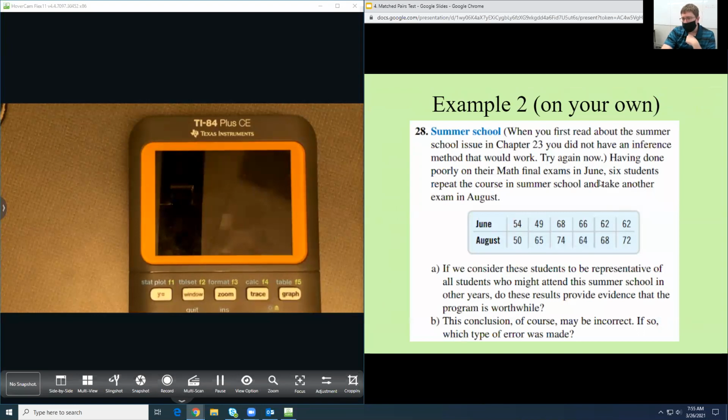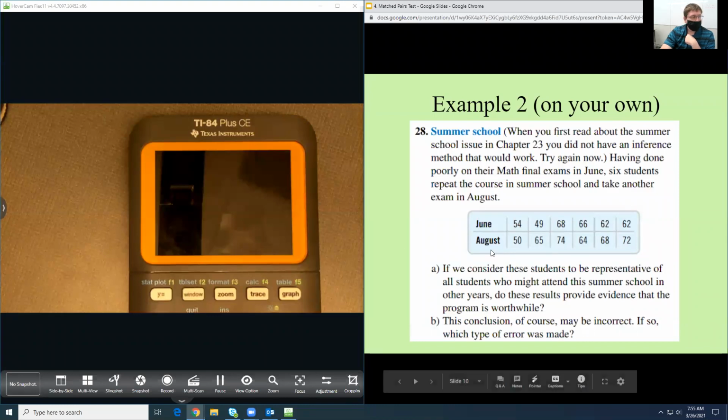Having done poorly on their math final exams in June, 6 students repeat the course in summer school to take another exam in August. Oh, lucky them. All right, so we've got 2 things we're going to answer. If we consider these students to be representative of all students who might attend the summer school in other years, do the results provide evidence that the program is worthwhile?